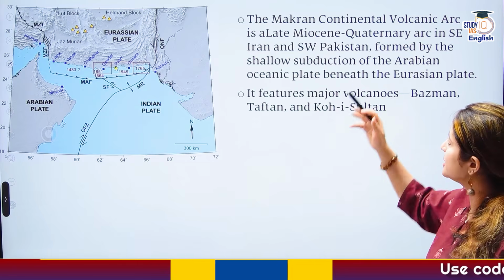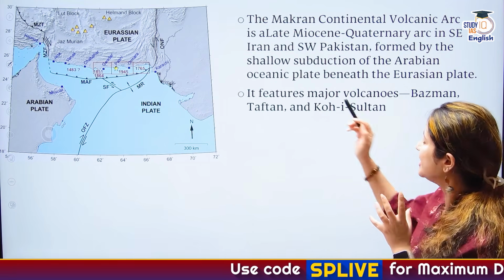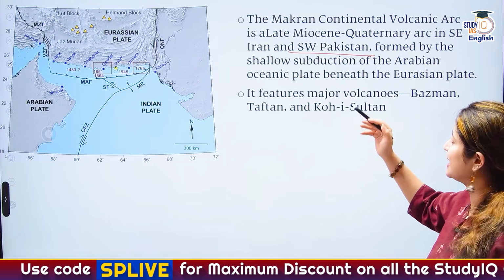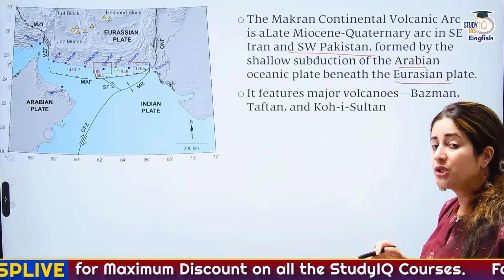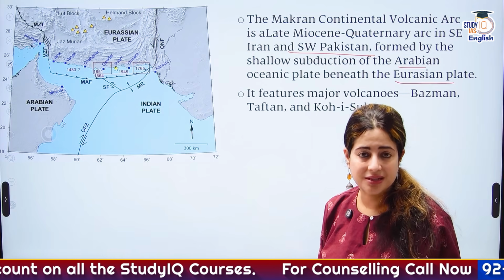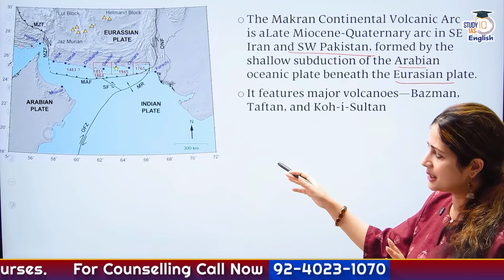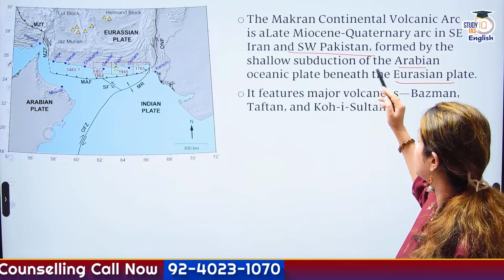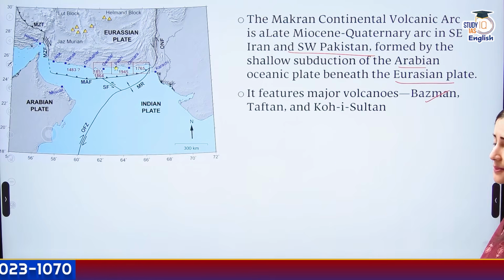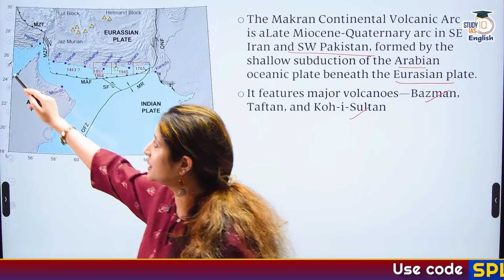Now let's remember this Makran continental volcanic arc that we just saw near the Taftan volcanic area is an arc located between southeast Iran and southwest Pakistan. Now, a very good question: why was it created? It was created due to a subduction that happened between the Arabian Oceanic plate under the Eurasian plate. Now, tectonic movements are often associated with lots of seismic triggers, earthquakes, land subsidence, as well as magma displacement. So these are very common phenomena associated with subduction of plates, and here we are seeing two plates. You can also see them on the map, the Arabian Oceanic plate as well as the Eurasian plate. So subduction has led to this volcanic arc, and it features major volcanoes such as Bazman, Taftan, the one we are talking about, and Kohi Sultan.